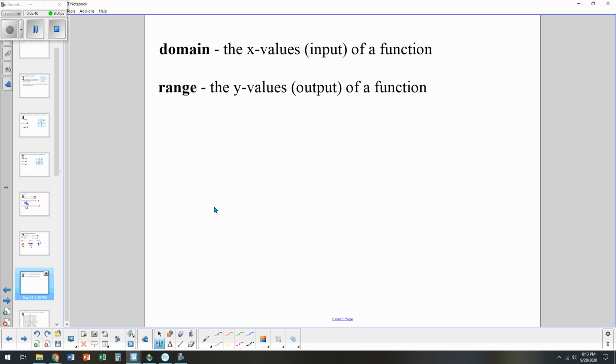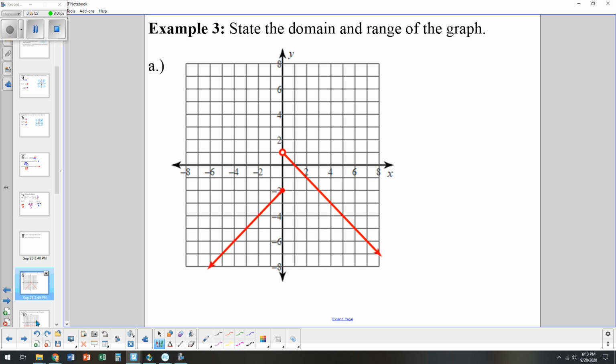So we've talked a little bit about domain. Domain is the x values, or the input of a function. The range are the y values, or the output of a function. So we're going to state the domain and range of the graph we see here.